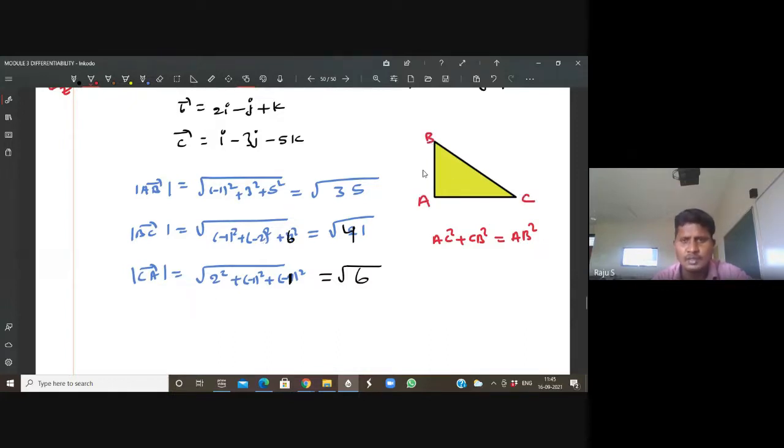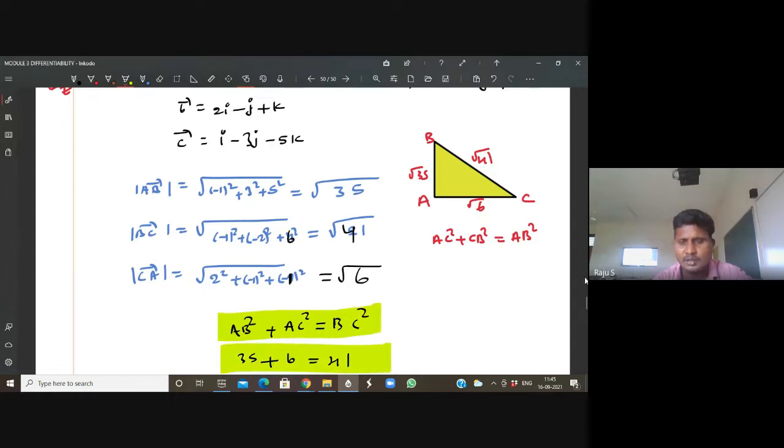Now see here, AB length is root 35, this is root 41 and root 6. When I do this, according to this, is AB square plus AC square must be equal to BC square? Yes or no? AB square is 35 plus 6 is equal to 41. So LHS equal to RHS. So clearly the given 3 position vectors form a right angle triangle.